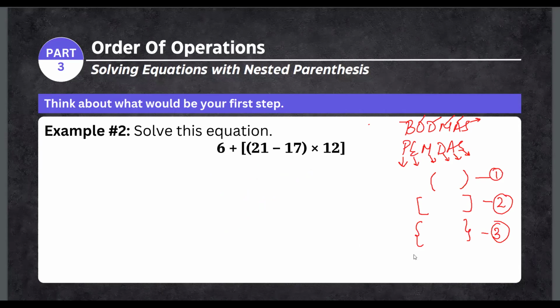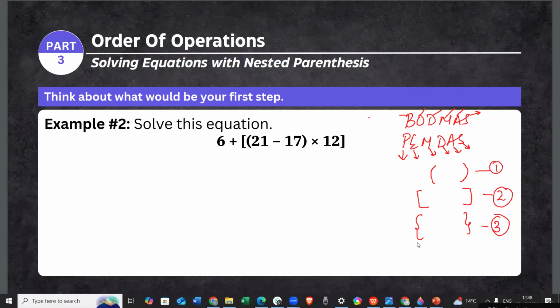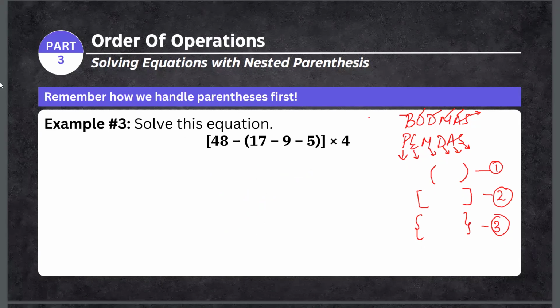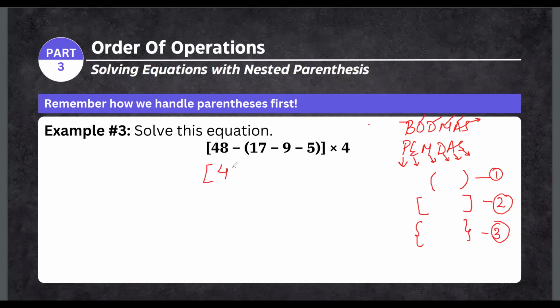Okay, now next we have this question. Again, we have parentheses over here. So we have to solve the normal bracket first, that is your curved bracket. So first of all, what I will do, 17 minus 9. So 17 minus 9 is 8. Okay. And then minus 5. Since I haven't completely solved this curved bracket, I'm putting it inside the bracket.